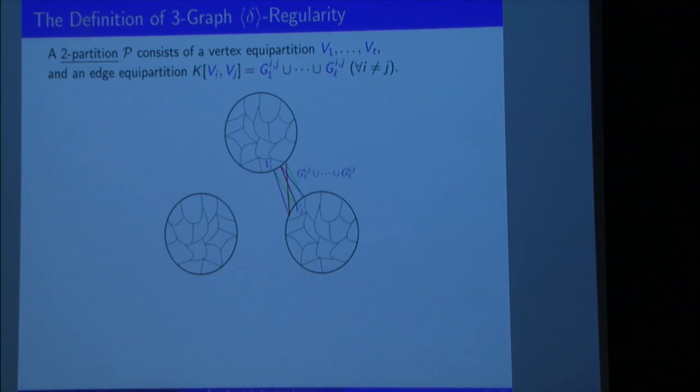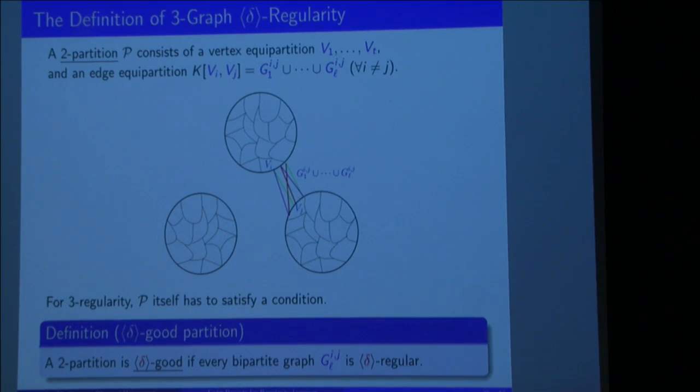Okay, I won't have the time to actually give you the formal definition of delta regularity for tree graphs, which I claimed is much nicer and simpler than other versions. Okay, this is interesting. I'll just say this and finish.